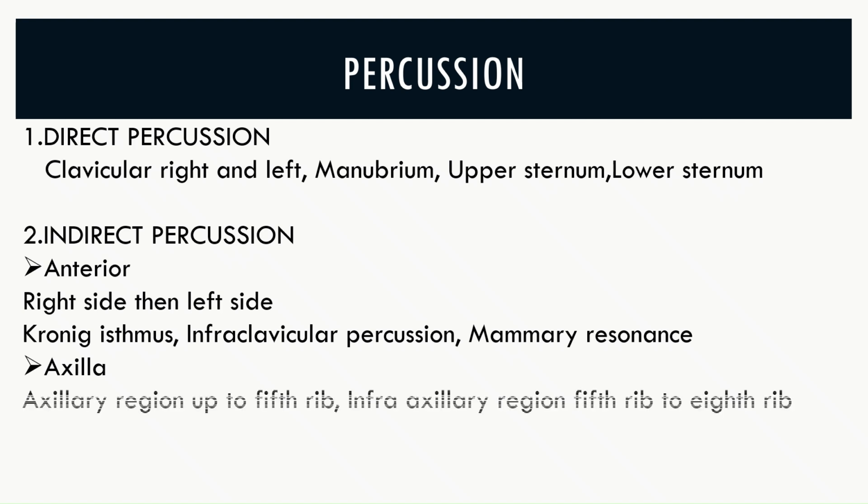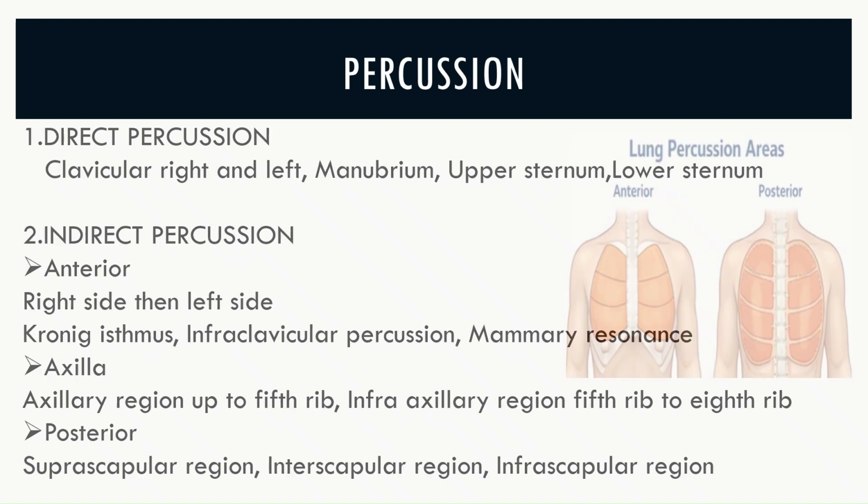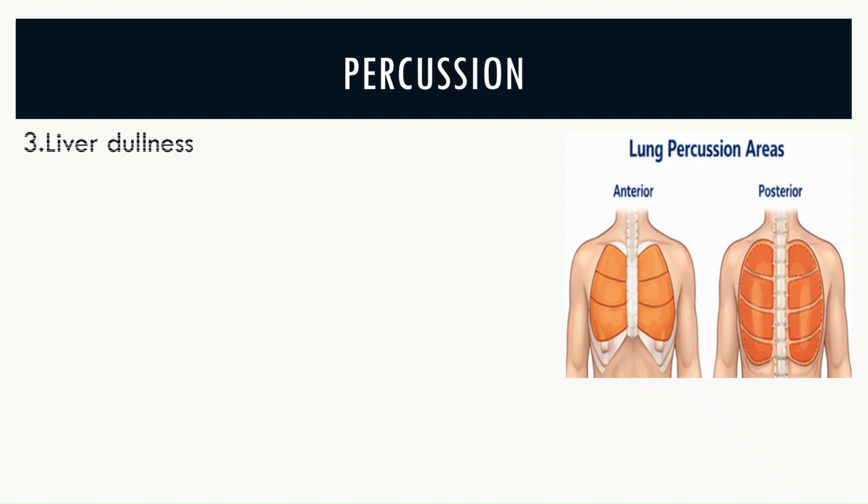In axillary region, percussion is performed up to 5th rib and then continued to infraaxillary region between 5th and 8th rib. Posteriorly, percussion is performed over suprascapular, interscapular and infrascapular region to evaluate posterior lung fields. Area of right liver dullness is also assessed and normally this dullness moves downward by one intercostal space during inspiration due to diaphragmatic movement.